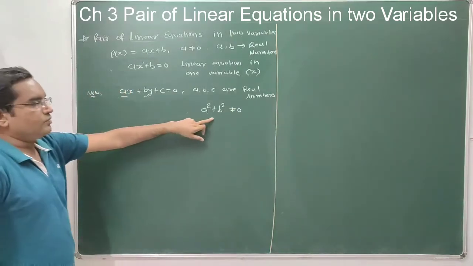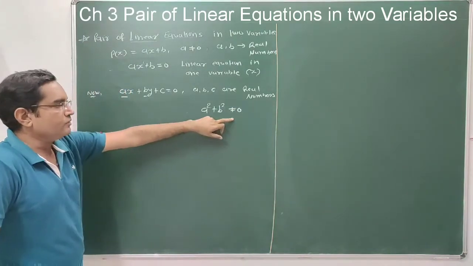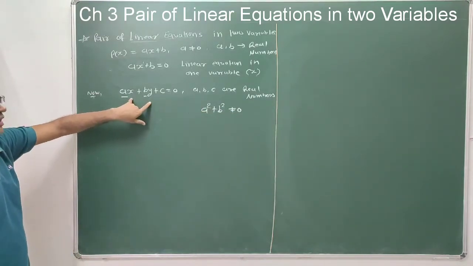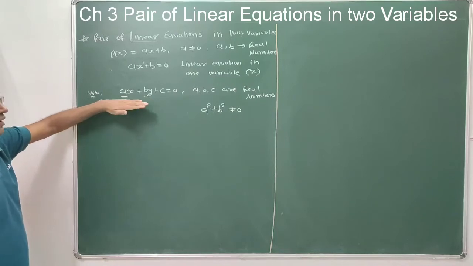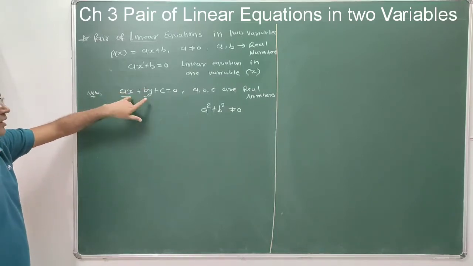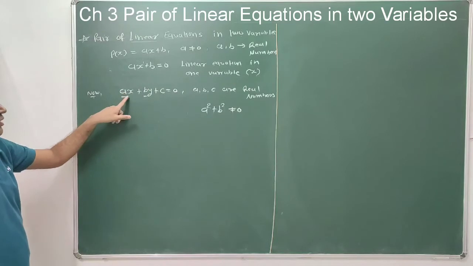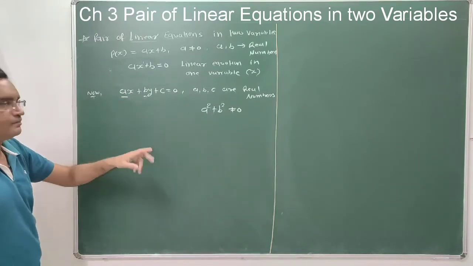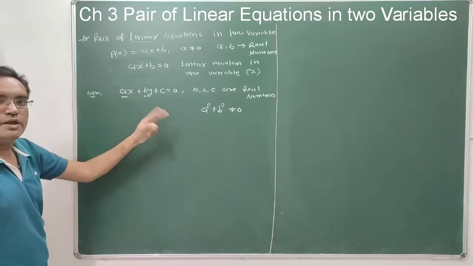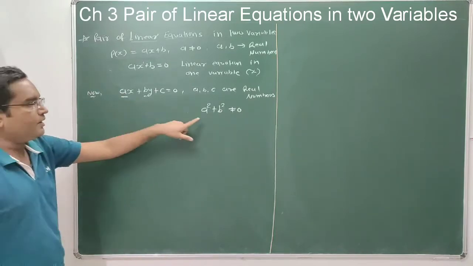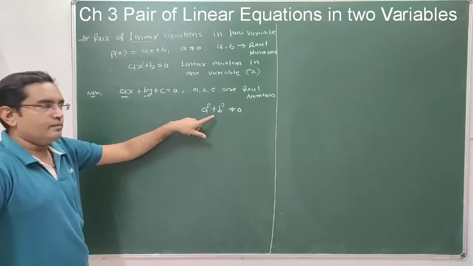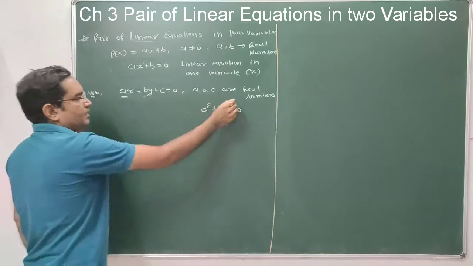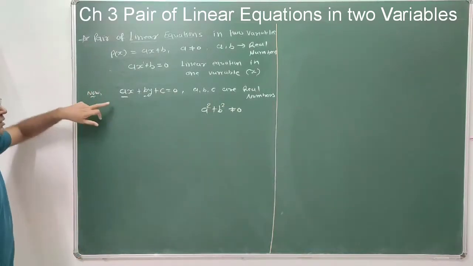So what is the significance of a square plus b square not equal to 0? Here a and b are the coefficients of the variables x and y. These are the two variables of this linear equation. This is a linear equation in two variables. Both coefficients must not be 0 simultaneously. That condition is mathematically represented by a square plus b square not equal to 0, where a, b and c are real numbers.